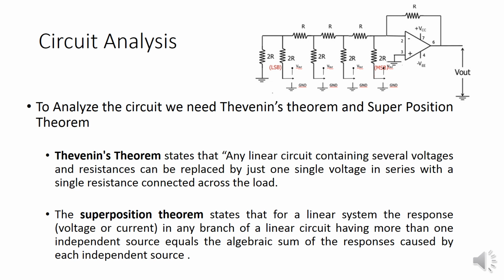And superposition states that for a linear system, the response of voltage or current in any branch of a linear circuit having more than one independent source, that should not be a dependent source, is equal to the algebraic sum of responses caused by each independent source. So this is how the superposition theorem states. Using these two theorems we will analyze the circuit.